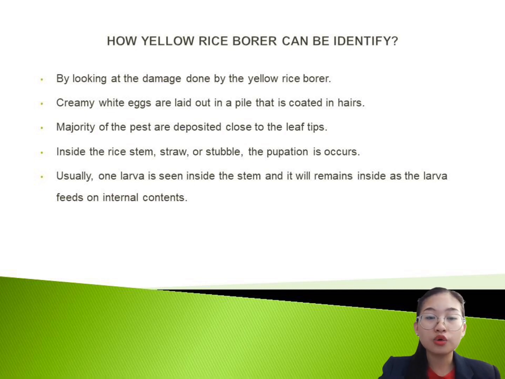Larva: a pale yellow with a prothoracic shield and dark brown head. The larval stage lasts for 28 to 30 days. White silky cocoon: the pupa is inside the rice stem, straw, and stubble, where the pupation occurs. Other than that, typical bore holes will be seen on the stem. Usually, one larva is seen inside the stem. It remains inside the stem and feeds on the internal contents.